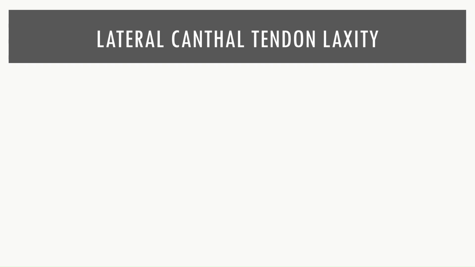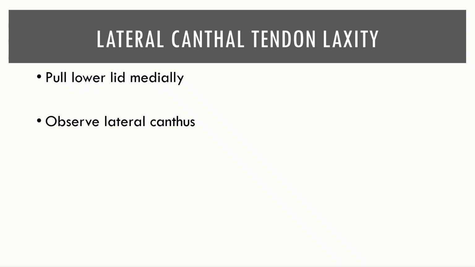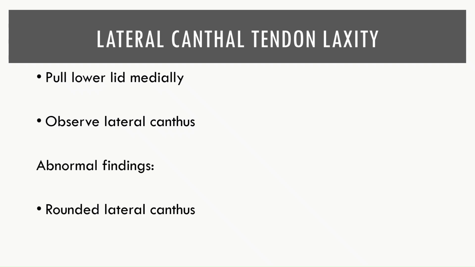Lateral canthal tendon laxity is assessed by pulling the lower lid medially and observing the lateral canthus. In normal patients, the movement is minimal. If the lid can be pulled more than 2 mm and the lateral canthus appears rounded instead of sharp, this indicates lateral canthal tendon laxity.